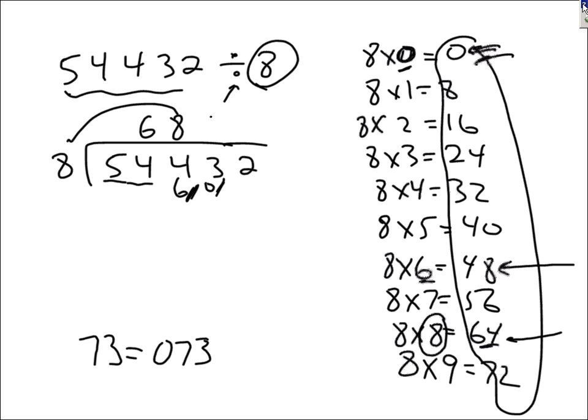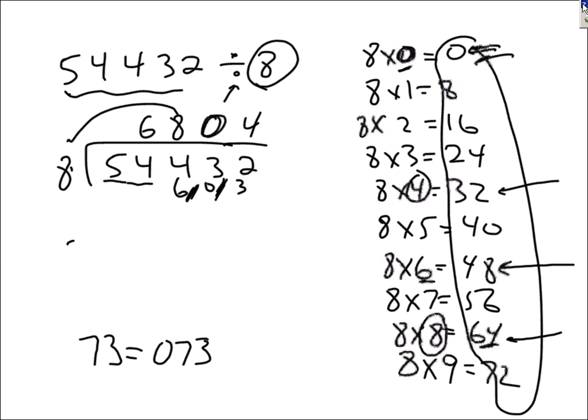8 times 0 is 0. So we have 3, and remember 0 times 8 is 0. You want to do 3 take away 0, which is 3. That's your remainder. 8 goes into 32 evenly. Goes in 4 times. And there is your answer.